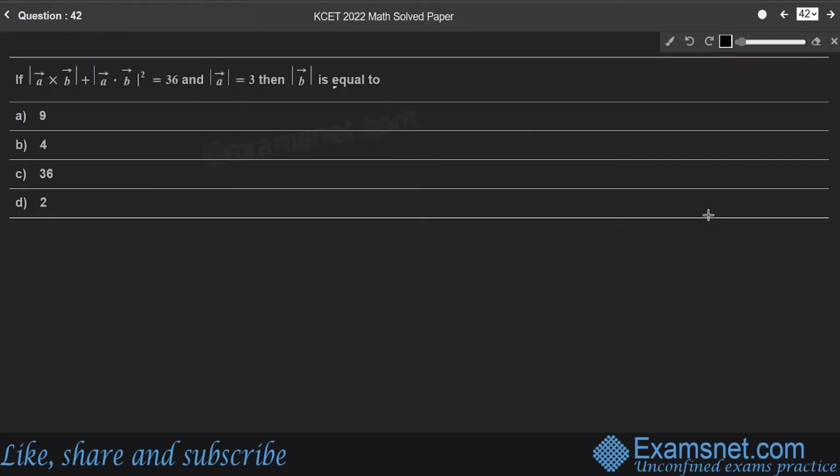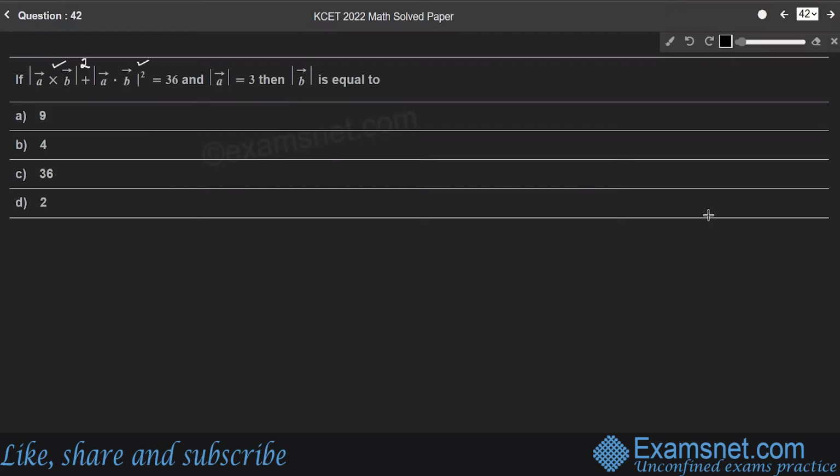Question 42. If mod of vector A cross B plus mod of vector A dot B whole square is 36 and mod of vector A is 3, then mod of vector B is equal to. There is a small correction in the question part. Here, the first part should be mod of vector A cross B whole square plus mod of vector A dot B whole square is 36, right?